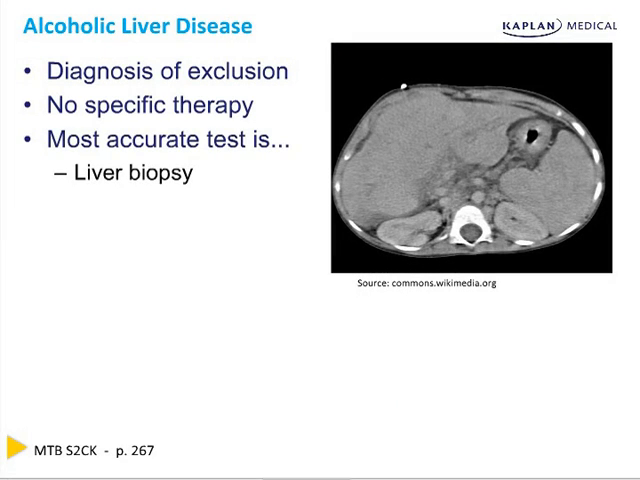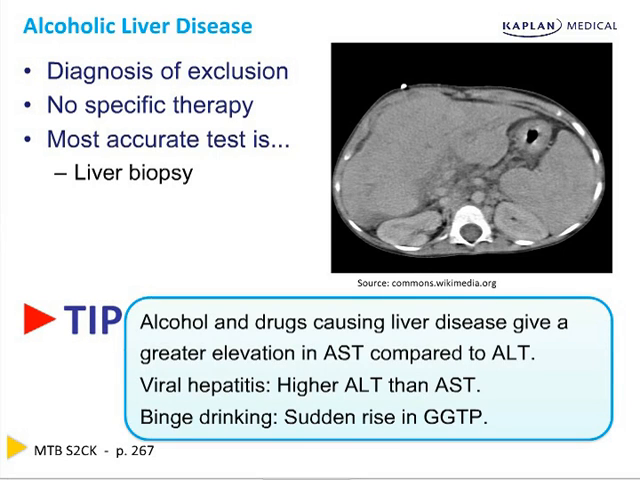Alcoholic liver disease is a diagnosis of exclusion, there's no specific therapy, and the most accurate test is a liver biopsy. Here's an example of what a liver would look like after being riddled by alcoholic liver disease. Now remember, alcohol and drugs causing liver disease give a greater elevation in AST compared to ALT. The rule of thumb is viral hepatitis gives you a higher ALT than AST. Alcoholic hepatitis gives you a higher AST than ALT. Binge drinking, that will give you a rise in GGTP.